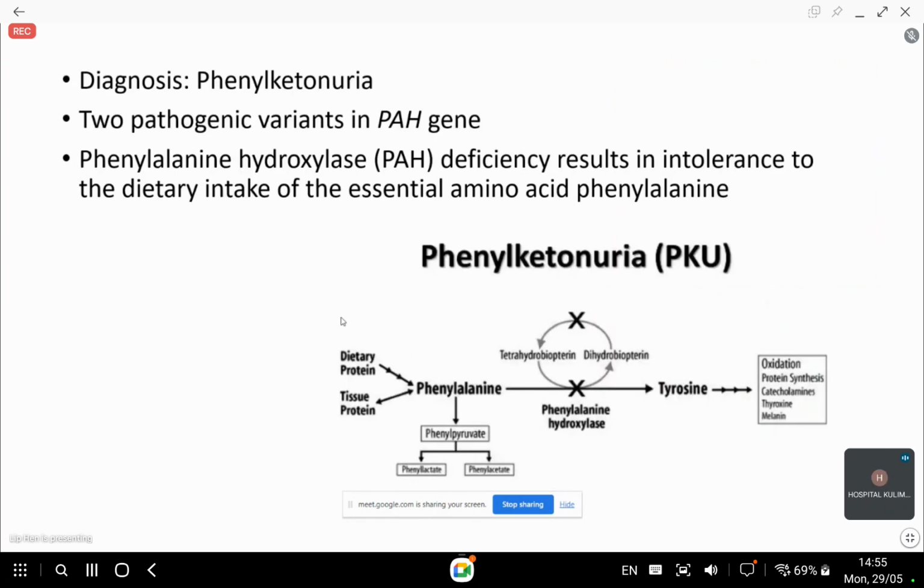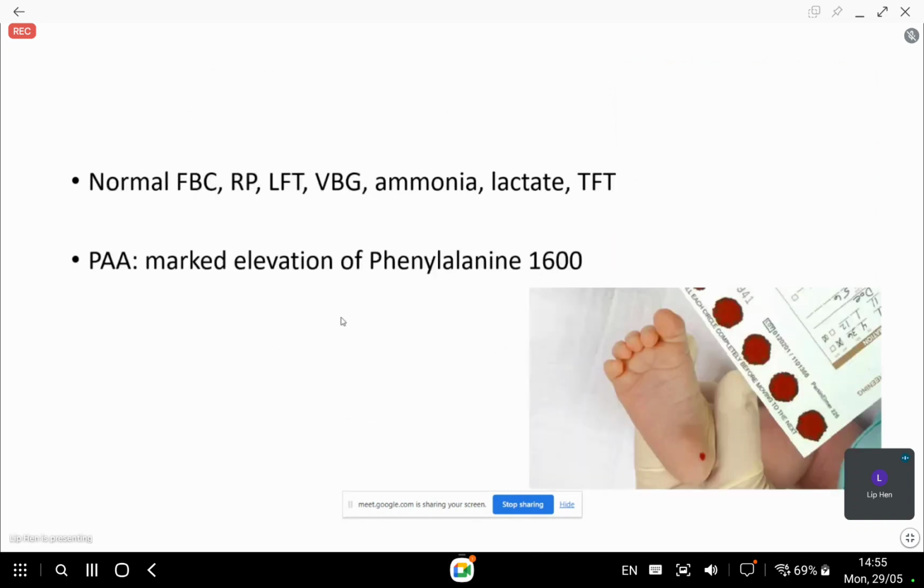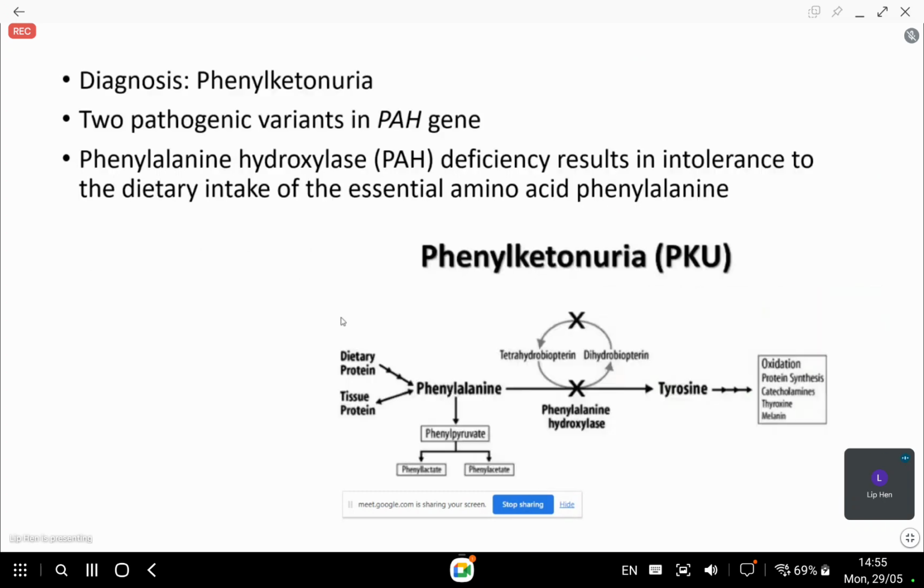So, is it phenylketonuria? Yes, you're right. This 1600 is very, very high. So this is a classical PKU, with two pathogenic variants found in the PAH gene.